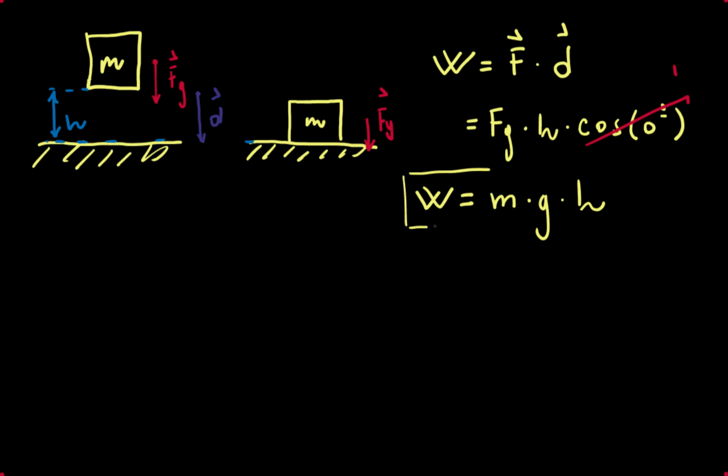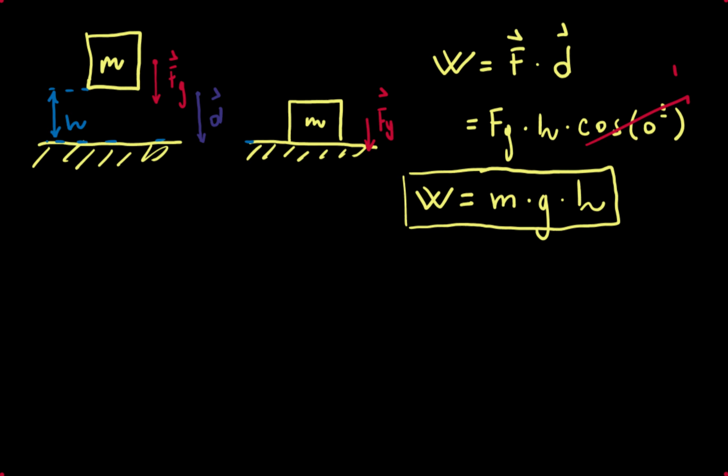So if you have a block and you just drop it, and you look at the free fall in terms of the force of gravity doing work on the object, then that work turns out to be mass times gravity times the height that the object drops. Okay.